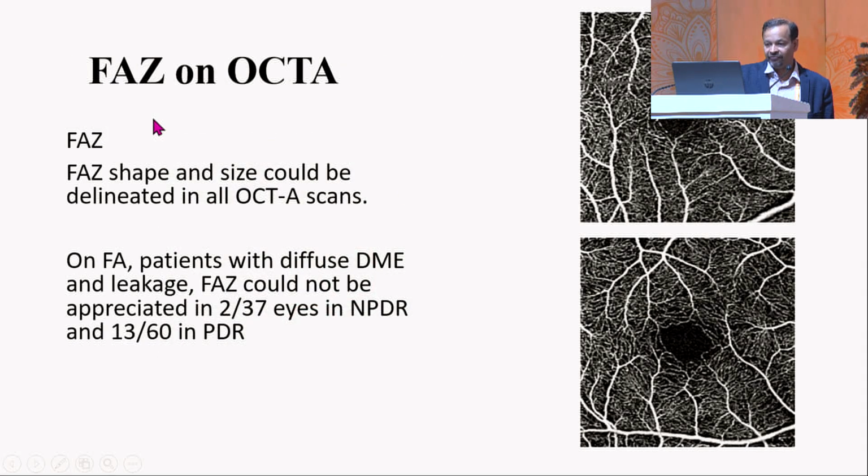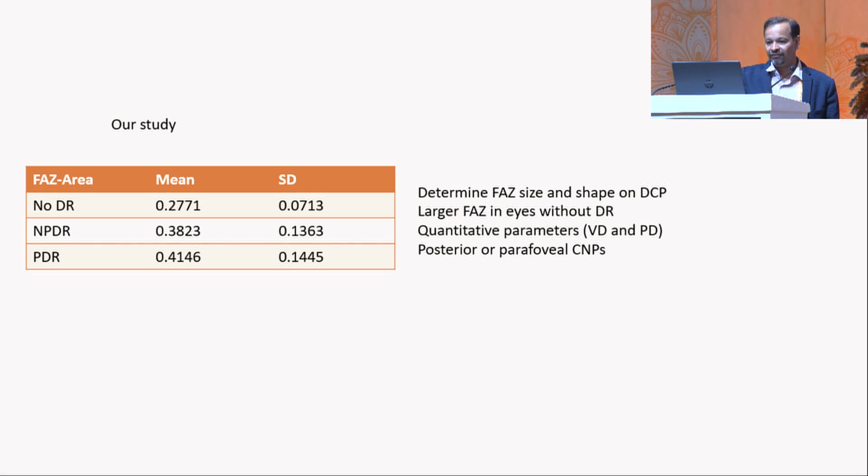Next was FAZ. FAZ shape and size we all know can be calculated on OCTA scans. One important difference compared to FA is that when you do FFA, there is leakage of dye, and that will lead to fuzzy borders of the FAZ, and you may not be able to accurately calculate the size of the FAZ. But on OCTA, we found that in all the patients we could accurately detect the size of the FAZ, and these are the various values we obtained.